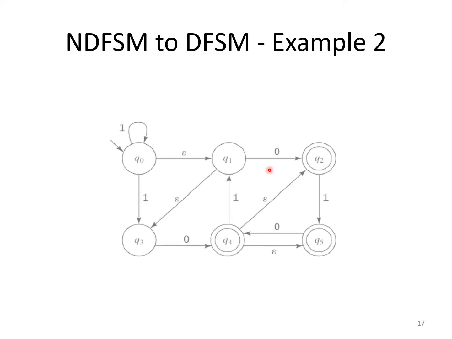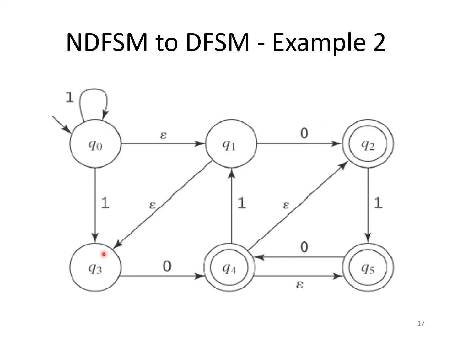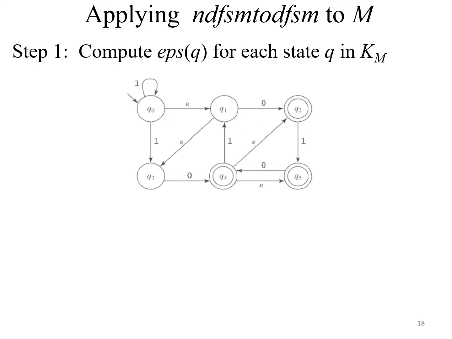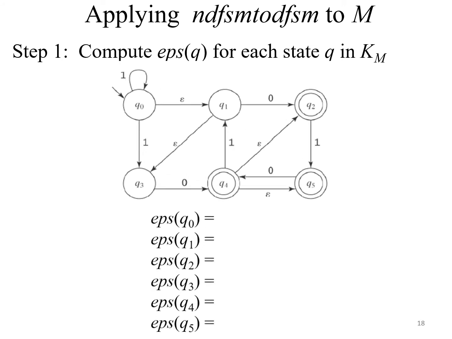This is our second NDFSM, which is to be converted into DFSM. So the first step is to compute the EPS of all the states present in the given NDFSM. So let us compute the EPS of all the states. EPS of Q0. By default, Q0 is in the list. From Q0, we have an epsilon transition going to state Q1. So Q1 is in the EPS of Q0.